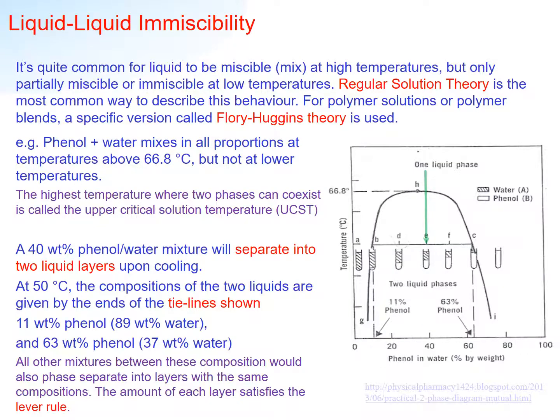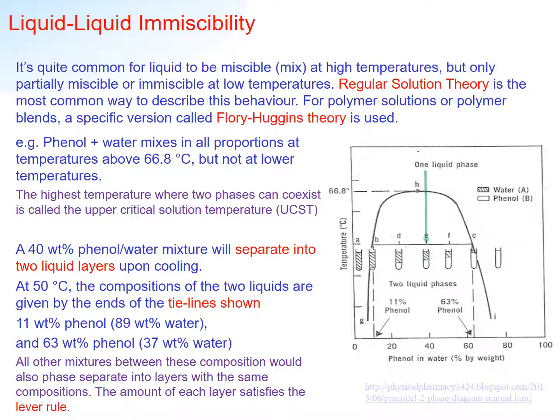The next step is to consider liquid-liquid immiscibility. So it's quite common actually for liquids to mix at high temperatures, but then only be partially miscible or completely immiscible at low temperatures. The basic reason for this is that if you go to high enough temperature, then the entropy of mixing eventually wins out over any intermolecular forces that may not favour mixing of the two components.